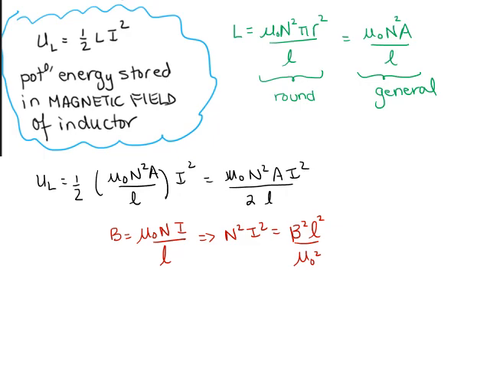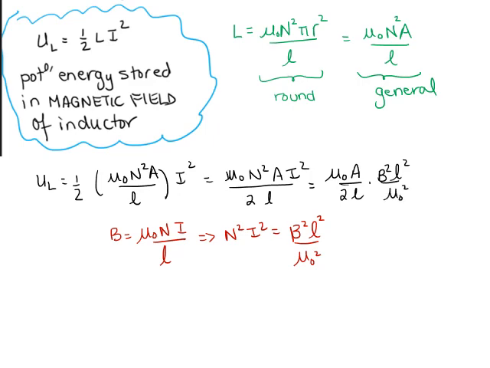Okay, so what we're trying to do here, our goal, is to get an expression of the potential energy. We said the potential energy was stored in the magnetic field, so let's get the magnetic field in our equation. We can replace n times I squared with B squared L squared over mu naught squared. So we've got mu naught times A over 2L times B squared L squared over mu naught squared.